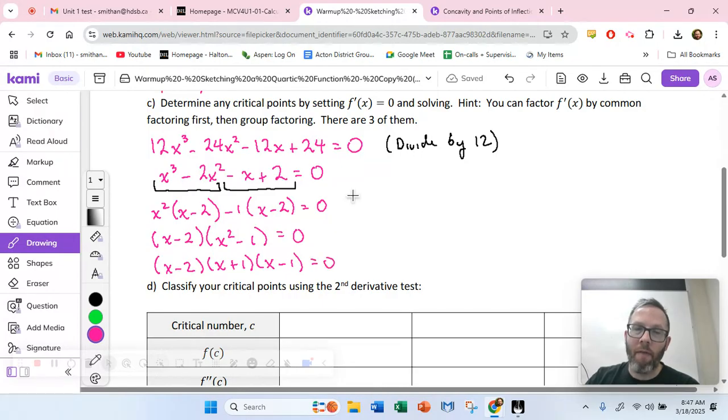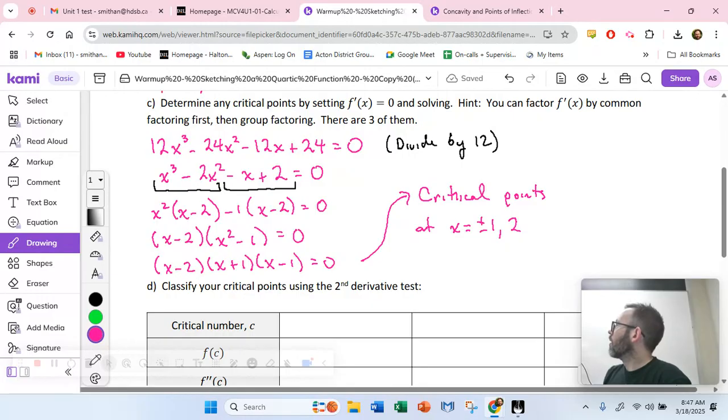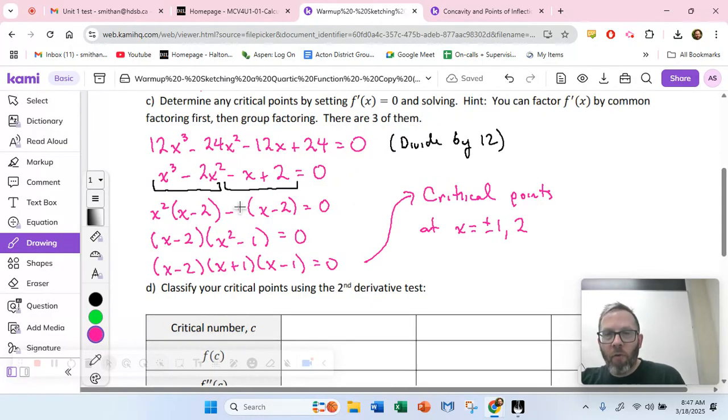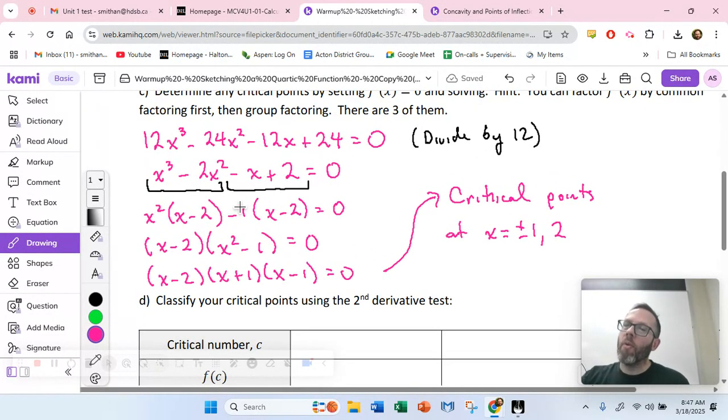And now we have our three critical numbers. I'll say we have critical points at x equals plus and minus 1, and also 2. I can't apologize for it. Just solving a polynomial equation like this, we have to be able to do it once in a while in the calculus course. There's just one more strategy. Group factoring worked in this case.